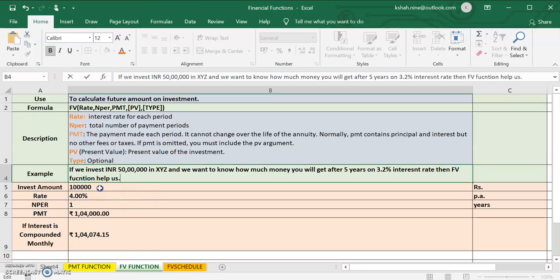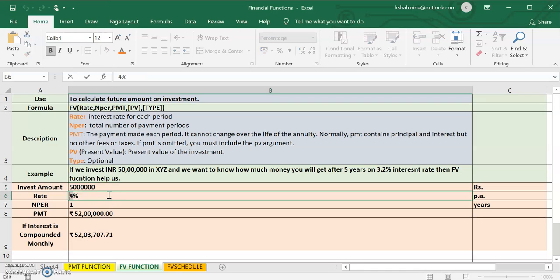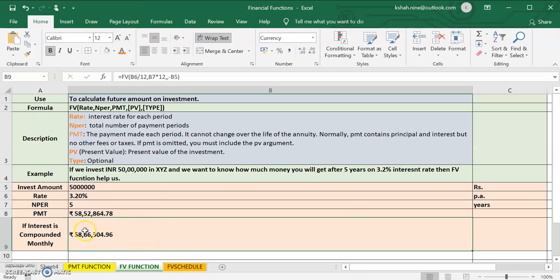So here we have amount 50 lakhs and your interest rate is 3.2% and you have invested this amount for 5 years. So at the end of the 5 years with the 3.2 interest rate you will get 52,864 rupees, right?